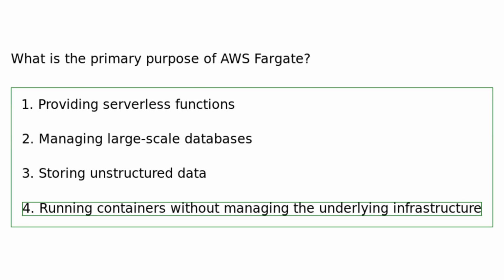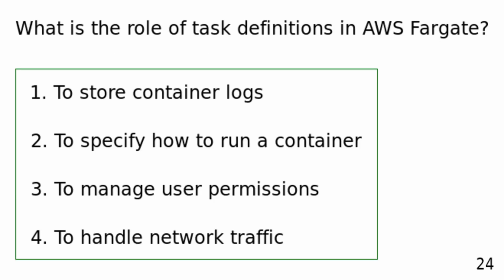The primary purpose of AWS Fargate is to allow users to run containers without the need to manage the underlying infrastructure. What is the role of task definitions in AWS Fargate? To store container logs. To specify how to run a container. To manage user permissions. To handle network traffic.